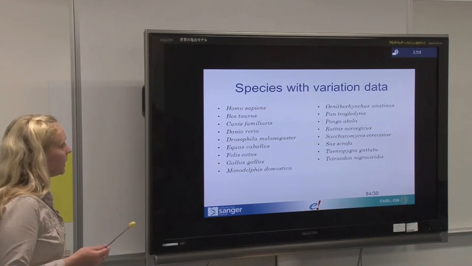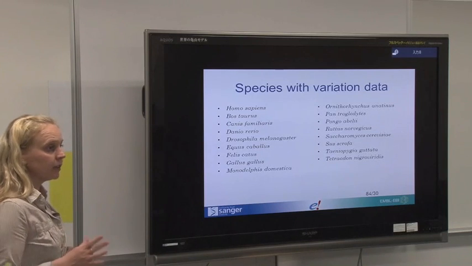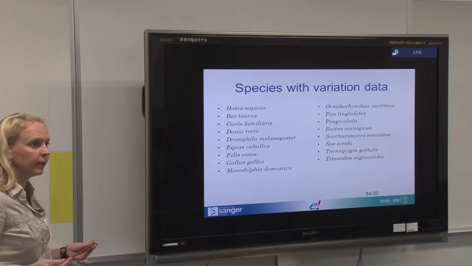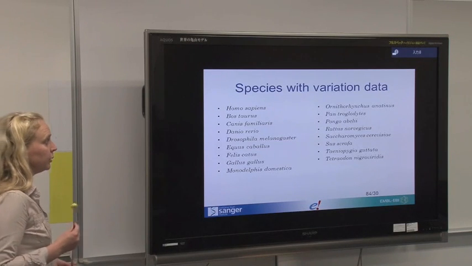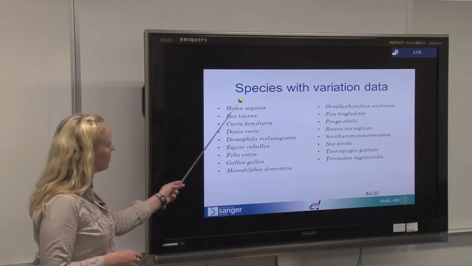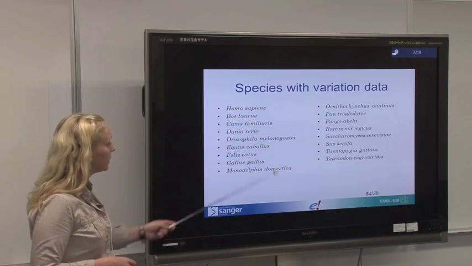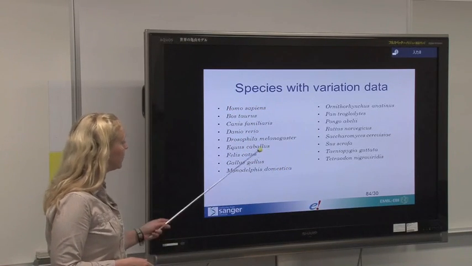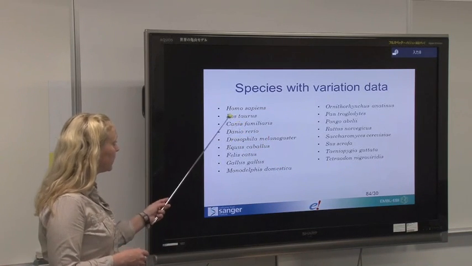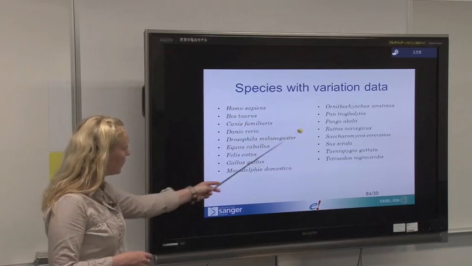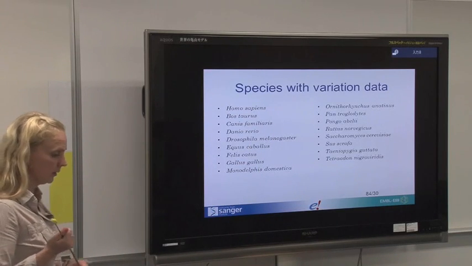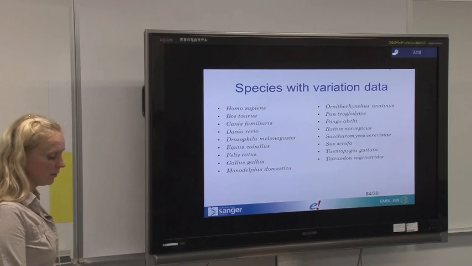So what species do have variation data? Not every species in Ensembl has enough information to include variation data. So there are quite a few of them. The most obvious one, most information is available for human. Quite a lot is available for mouse and rat, and also zebrafish. But there are a few domestic animals and a few others which have variation data.